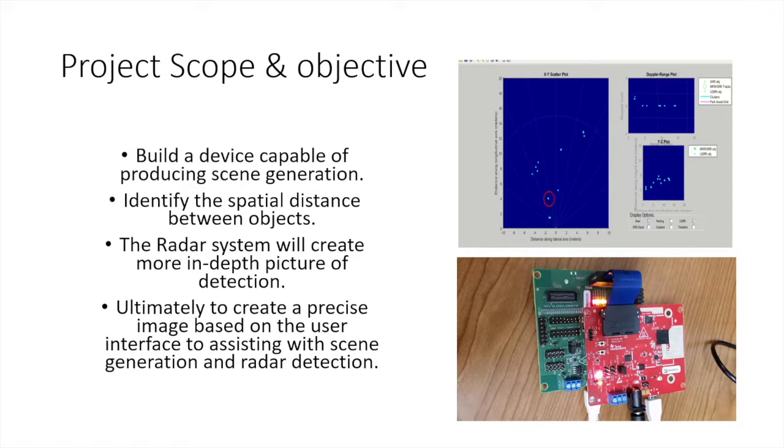Our project scope and objective is to build a device that's capable of producing scene generation and identifying the spatial distance between objects. The radar system will create a more in-depth picture of the detection itself. This is ultimately to create a precise image space that's going to be guided by the user interface, assisting with scene generation and radar detection.